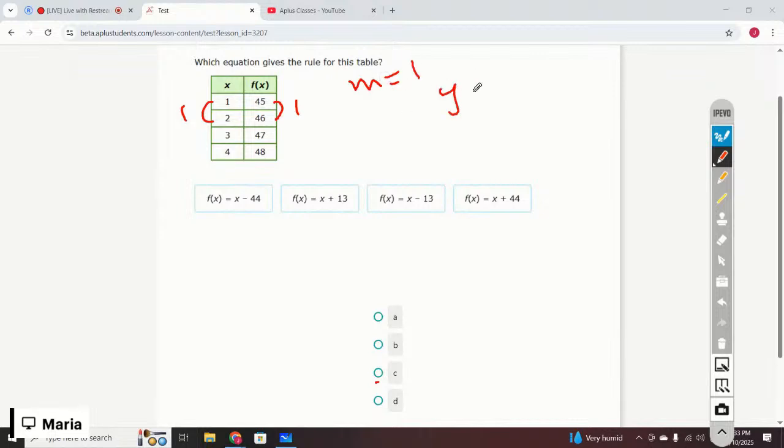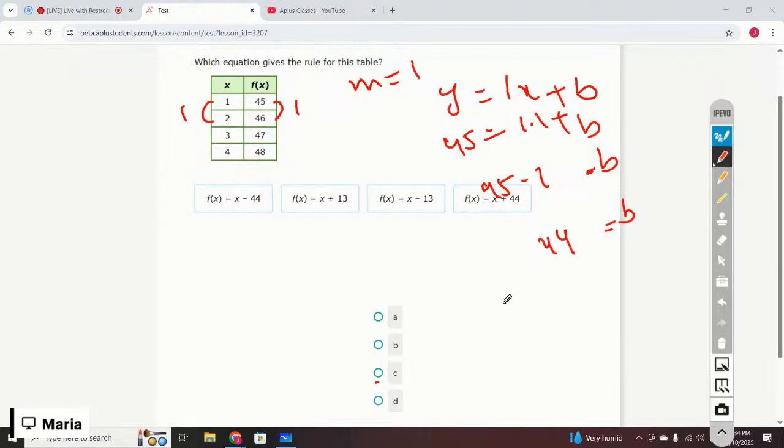We need to calculate the y-intercept. For the y-intercept, you can use any of the points. I'm going to use the first one. Y is 45, x is 1, so 45 equals 1 plus b. So b equals 45 minus 1. So b equals 44. So the equation is y equals 1x plus 44. So option number D is the correct option.